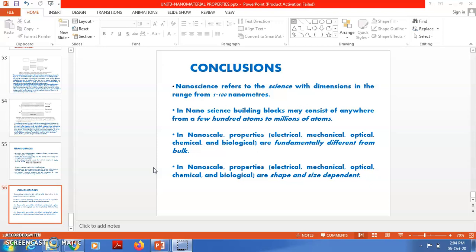The conclusion of this unit is that nanoscience refers to the science with dimensions in the range from 1 to 100 nanometers. Nanoscience building blocks may consist of anywhere from a few hundred atoms to millions of atoms. At nanoscale, properties like electrical, mechanical, optical, chemical, and biological are fundamentally different from the bulk material. Nanoscale properties like electrical, mechanical, optical, chemical, and biological are shape and size dependent.